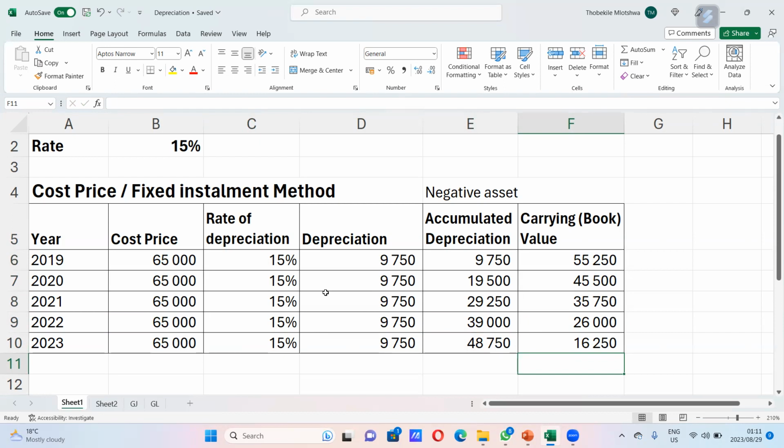I hope you understand the cost price of fixed installment method. Let's stop here for now.